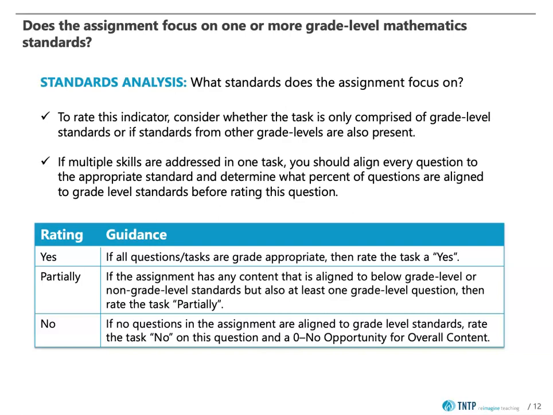If no questions in the assignment are aligned to the grade level standards, the rating for this question should be a no, and the overall content rating should be a 0 or no opportunity. If this happens when you're looking at an assignment, you don't need to go any further. You can stop here because it's not an appropriate assignment for your class.